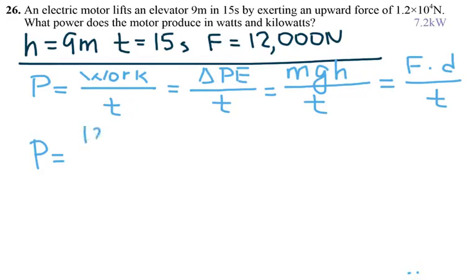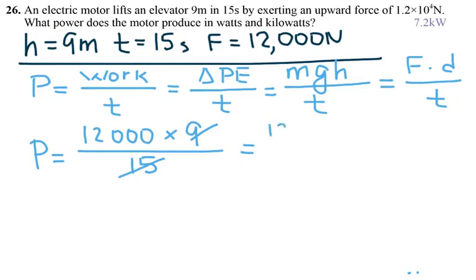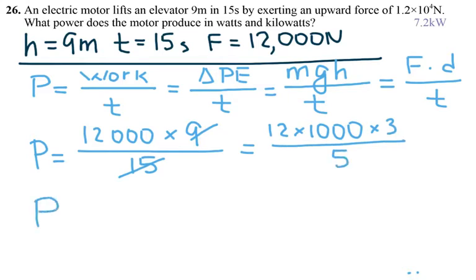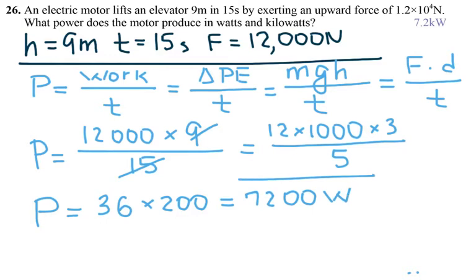Force is 12,000 newtons. The distance is being raised to 9 meters. And the time is 15 seconds. Looks like I can divide by 3 and by 3. So I will have 12, times 1,000. What's left is 3 and 5. 12 times 3 is 36. And 1,000 divided by 5 is 200. 36 times 200 is 7,200. And it is measured in watts. Power is measured in watts. Or I can write it as 7.2 kilowatts, my answer. And again, power is the work done on the object over a certain amount of time.